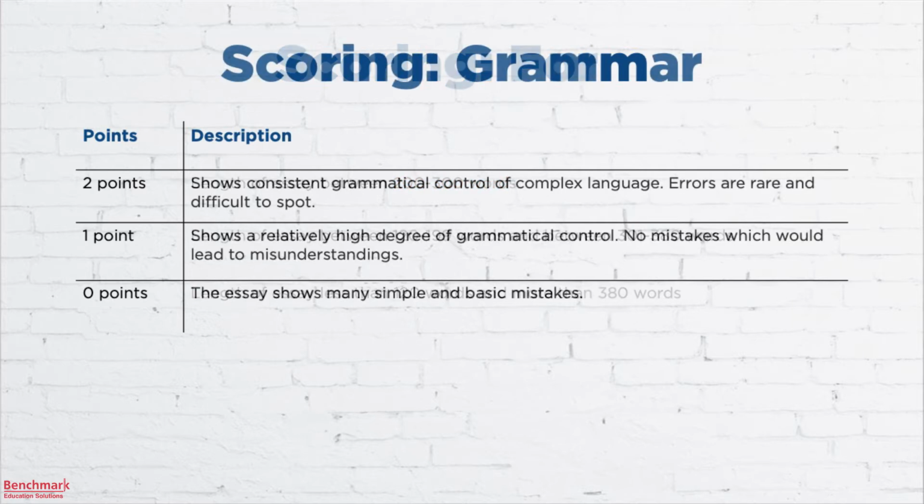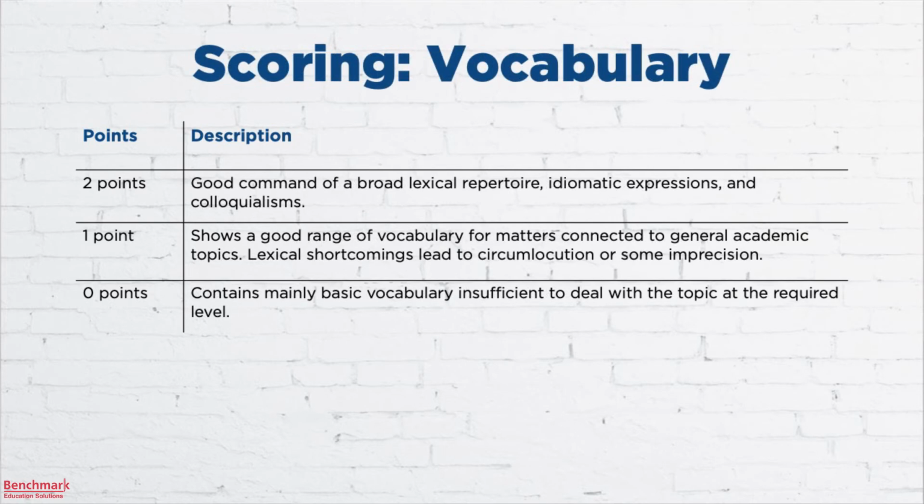The next part of the scoring involves your grammatical accuracy. Make sure you're practicing your grammar, whether that means looking at different tenses or making sure that your subjects and verbs match. The next part looks at vocabulary, or your choice of words.